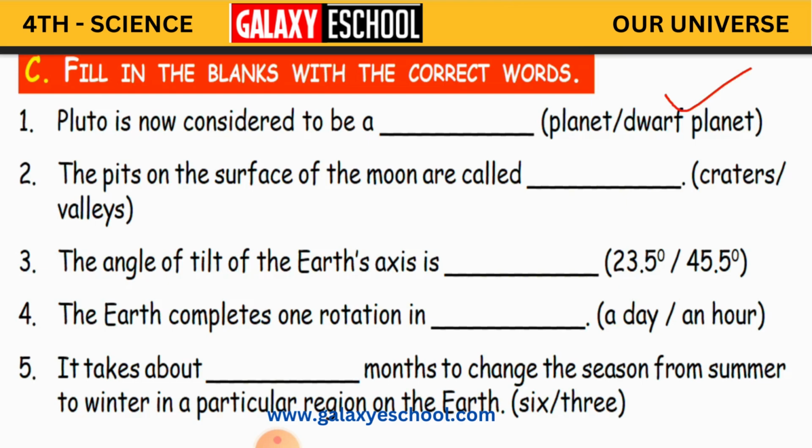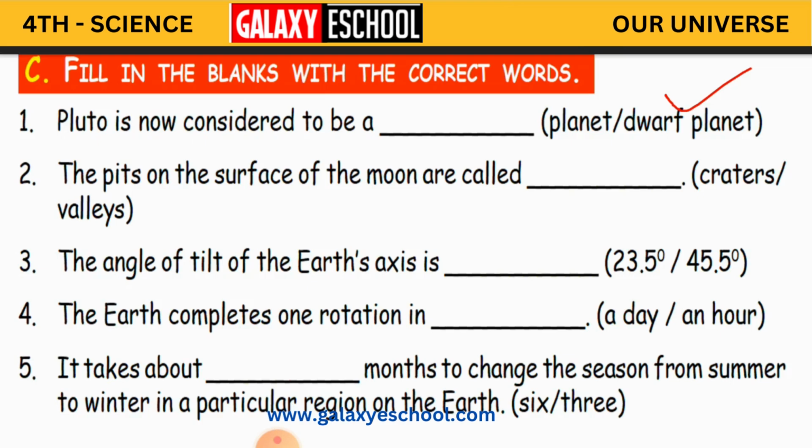Earlier to 2006, or up until 2006, Pluto was the ninth planet in the solar system. But now we have only 8 planets, children. Pluto is removed from the planet list and it is considered a dwarf planet. Clear? Yes. Now the second one: the pits on the surface of the moon are called the pits.